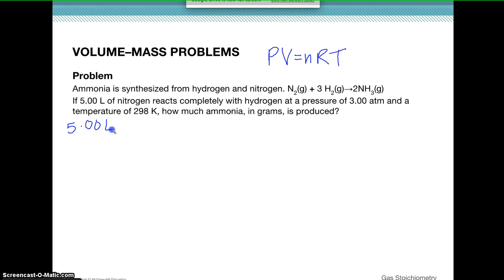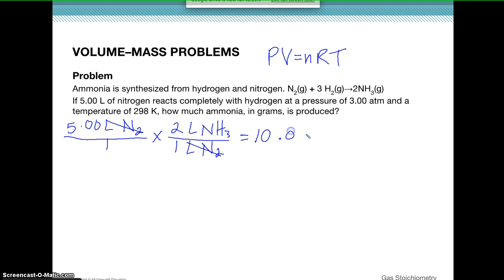So we have 5 liters of nitrogen over 1. And from our balanced equation, we can get that volume ratio from nitrogen to ammonia. So nitrogen goes on the bottom, 1 liter of nitrogen, and that produces 2 liters of NH3. So our liters of nitrogen cancel. That gives us 10.0 liters of NH3. Now we have the P, the V, and the T, and we can solve for the n and know how many moles of ammonia we would get.